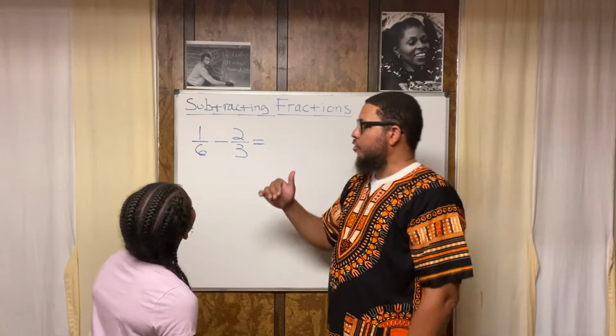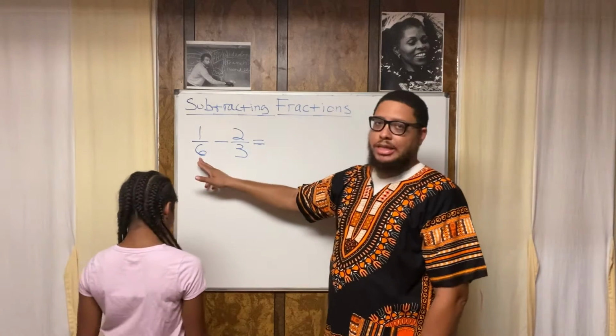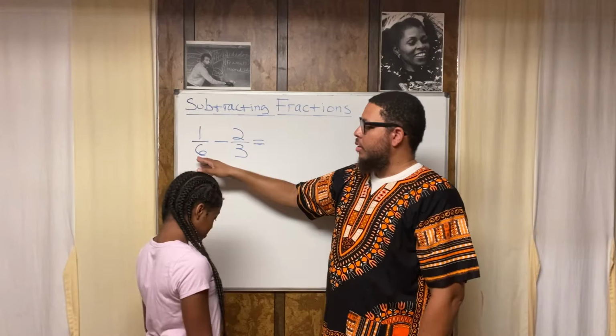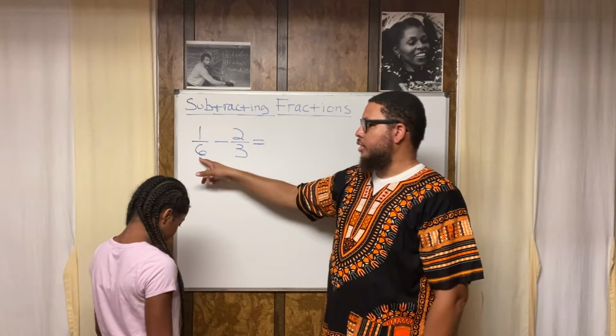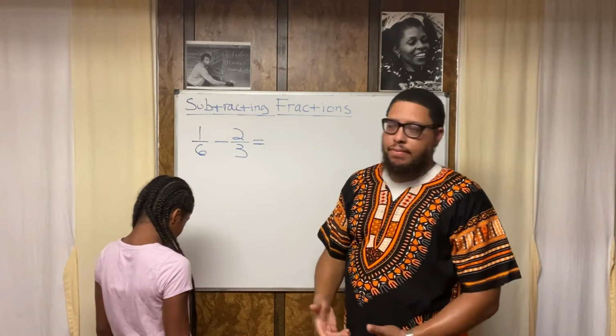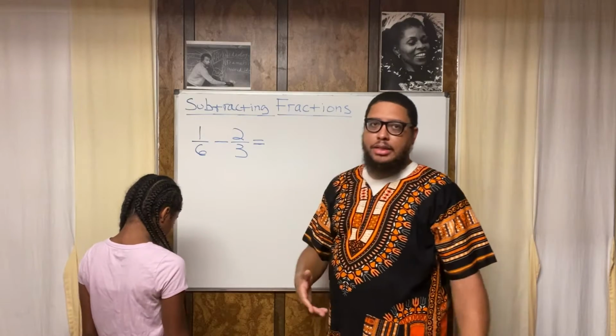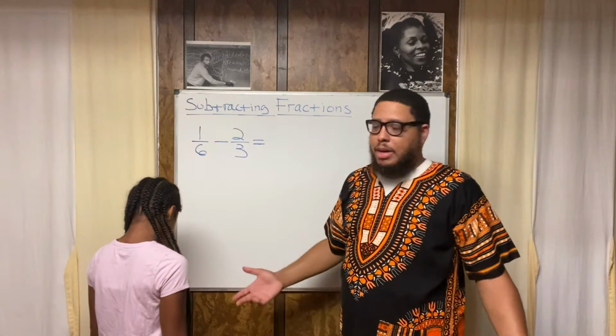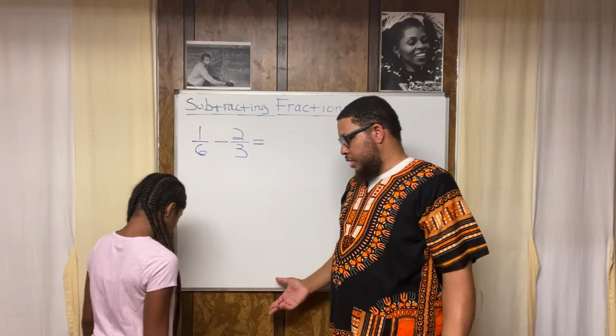Now, we want to find a number that both 6 and 3 can multiply into. Okay. So I know that 6 can multiply into itself because 6 times 1 is 6. I also know that 3 can multiply into 6 because 3 times 2 is 6. So I could use 6 as my least common denominator, right? Isn't that what we talked about earlier?